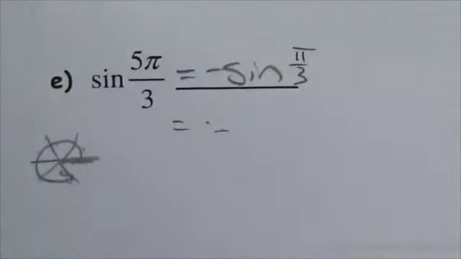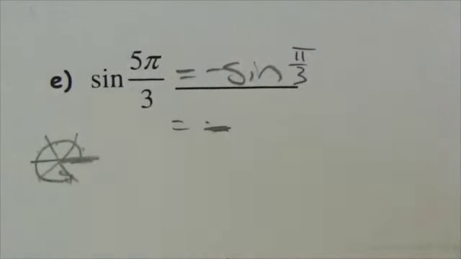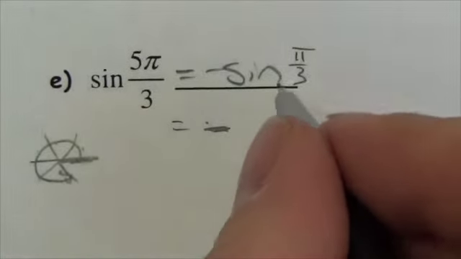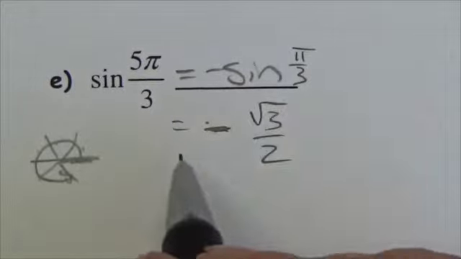Now, you have to go back up to that chart there, the unit circle here. What is the sine of pi over 3? What is the y-coordinate at that angle? And the answer is root 3 over 2. So the answer is negative root 3 over 2.